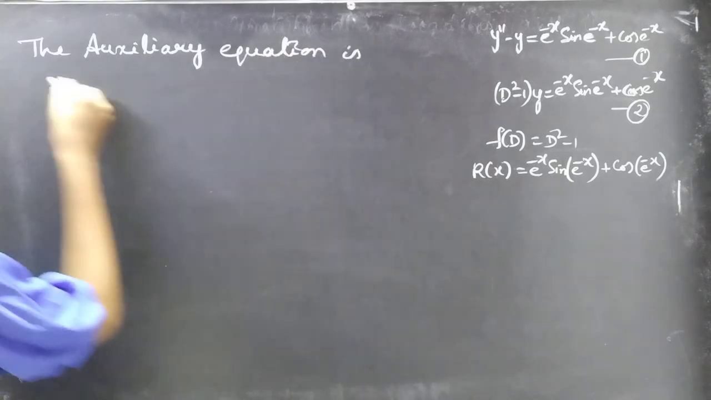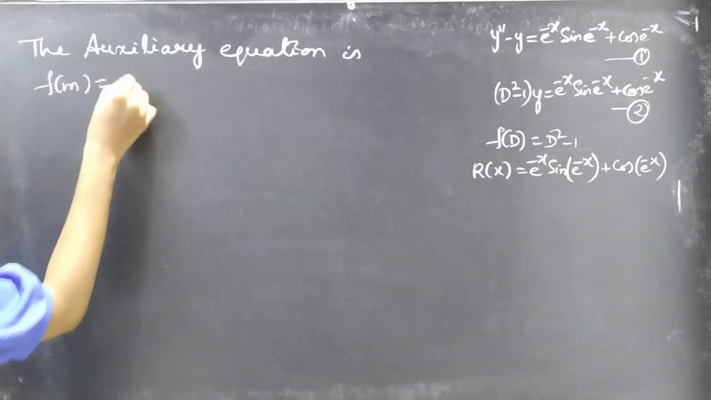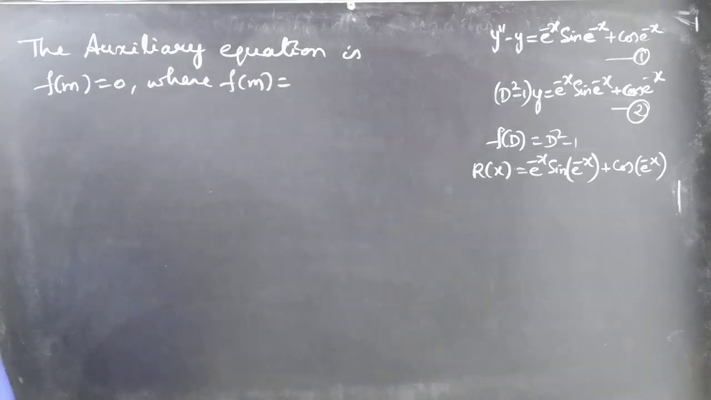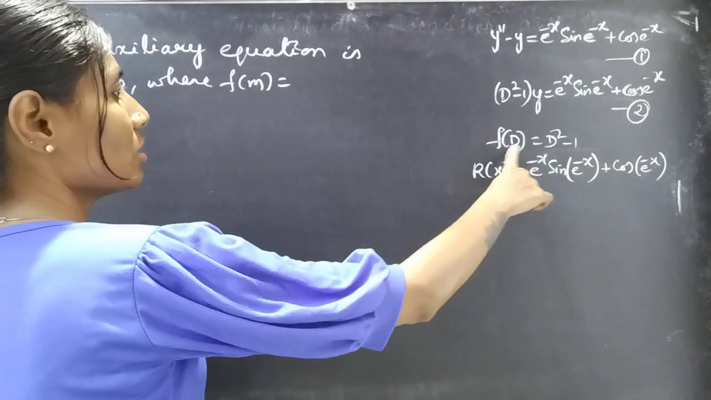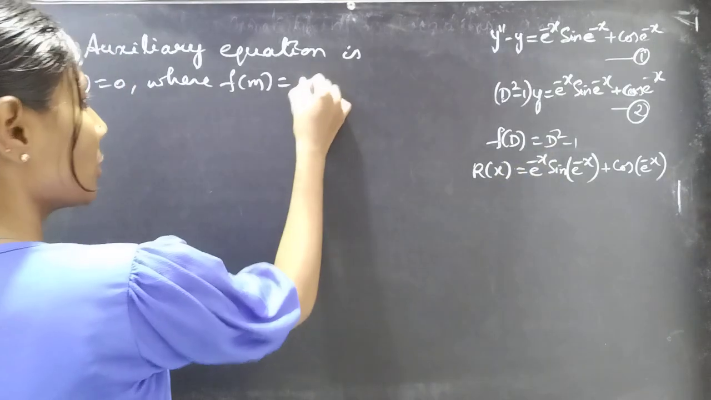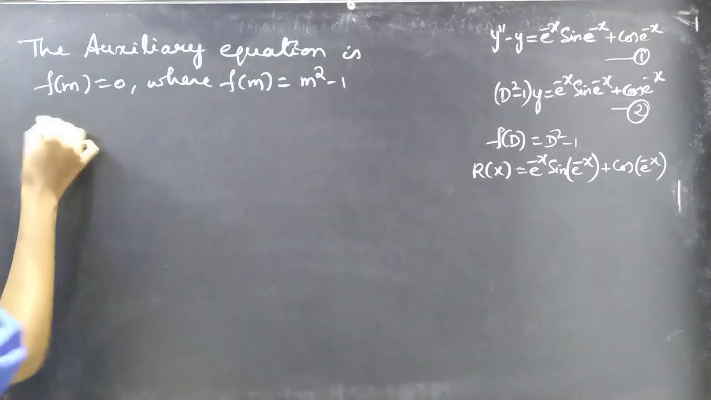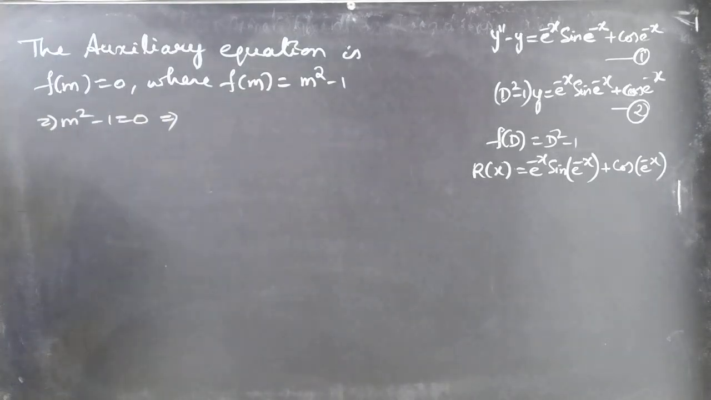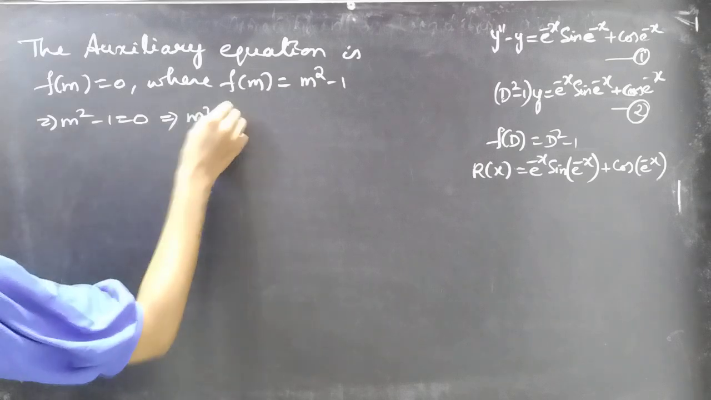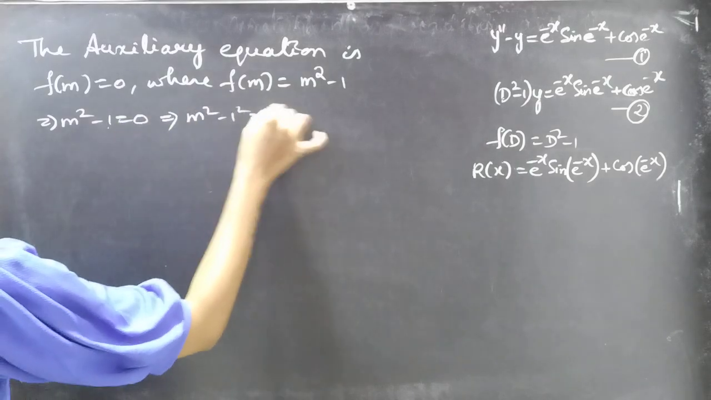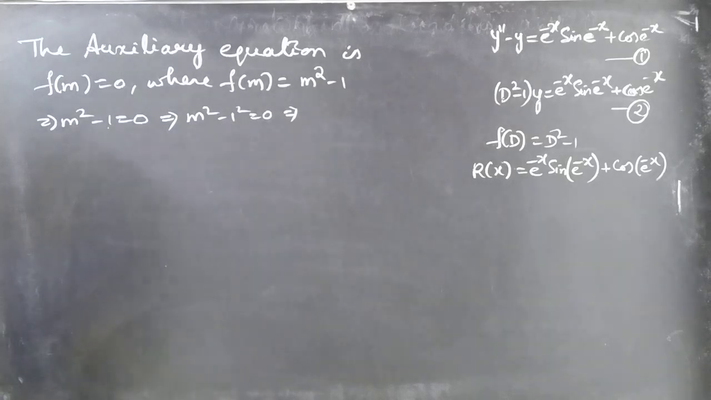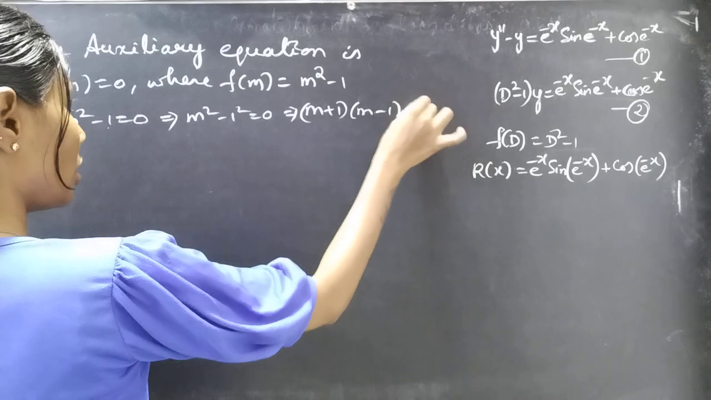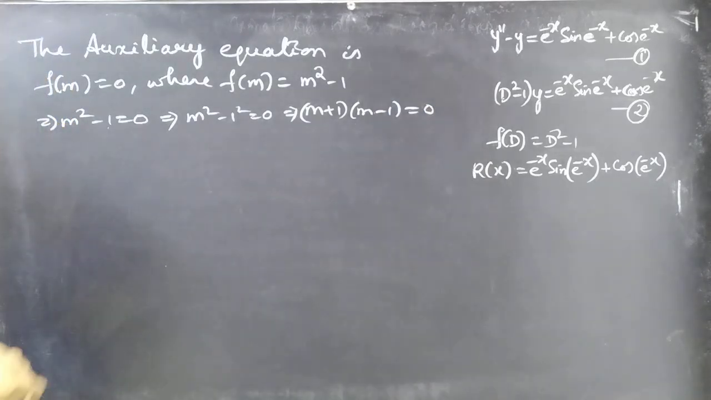The auxiliary equation is f(m) equal to 0, where f(D) is D² minus 1, right? Let's replace the differential operator D by m, so that we'll get f(m) equal to m² minus 1. Then the auxiliary equation becomes m² minus 1 equals 0. Now we need to find roots to this equation. We can write 1 as 1². So this is of a² minus b² form, so we can write it as (a plus b)(a minus b). Now equate each factor to 0.